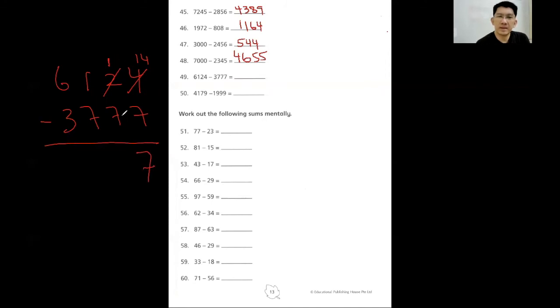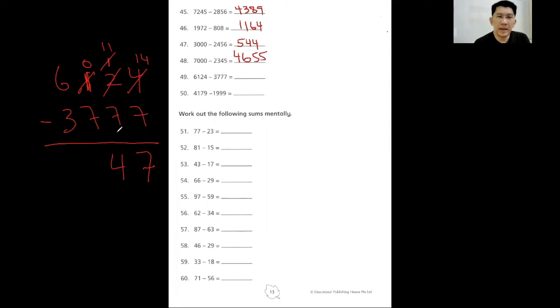1 minus 7. We can't do that because 1 is smaller than 7. So 1 needs to borrow from here. If you take 1 from 1, leaving it only with 0. Okay, let's not worry about that. We'll work on that later. So now 1 gets 10. So 1 plus 10 is 11. Okay, 11 minus 7 is 4.